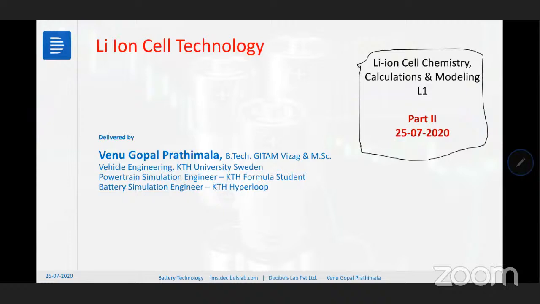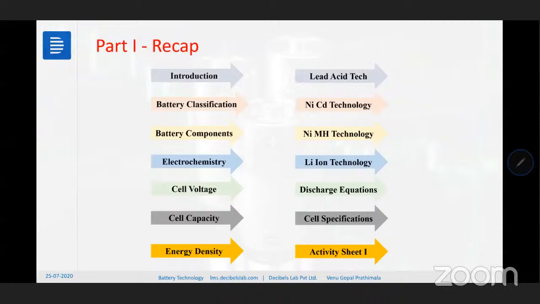Yep. So I think it's good to start the session. Welcome, everyone, to the session on lithium ion cell technology, cell chemistry calculation and modeling. This is part two. We completed part one last week, so I'll just run through what we have done.